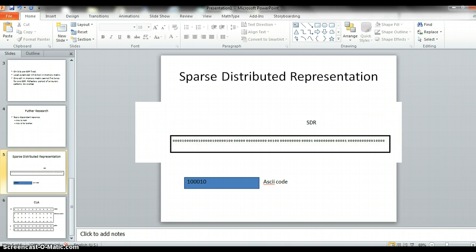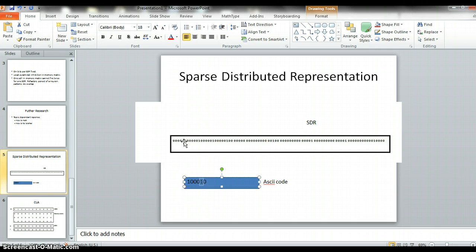A sparse distributed representation, SDR, is this. First, I will tell you how different it is from a normal binary code. Let's say this is an ASCII code, so it represents something. Now if you make this on bit 0, then the whole ASCII code changes, right? In the same case, if you make one of the on bits in this SDR 0, nothing changes.